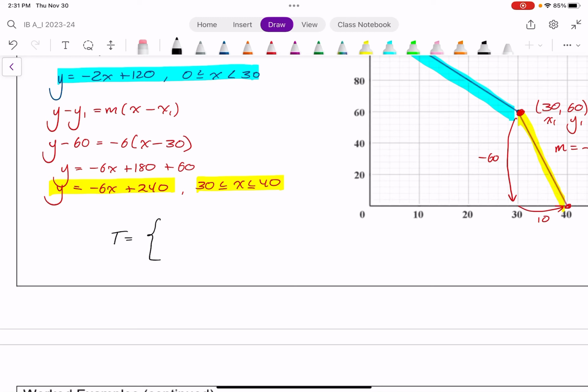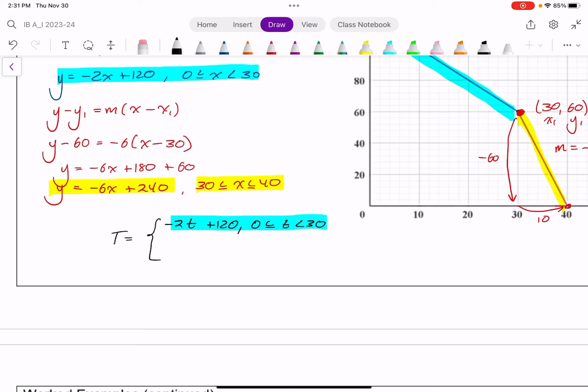And so I just write my equations out now. My first equation, the one I've highlighted in blue, is negative 2x, or sorry, negative 2t, to use the variables given, plus 120, where t is between 0 and 30. And that's now that part complete.